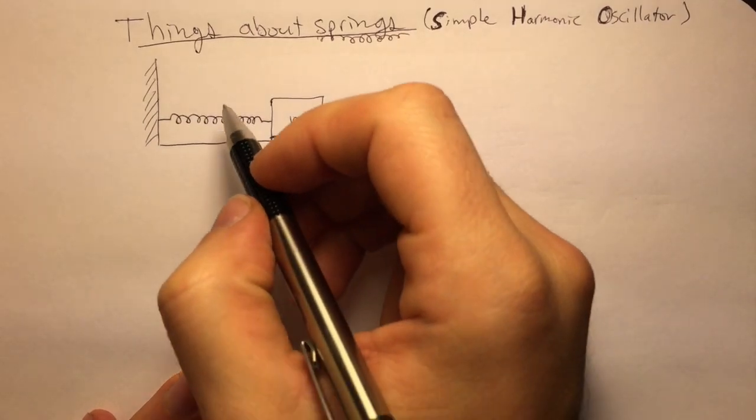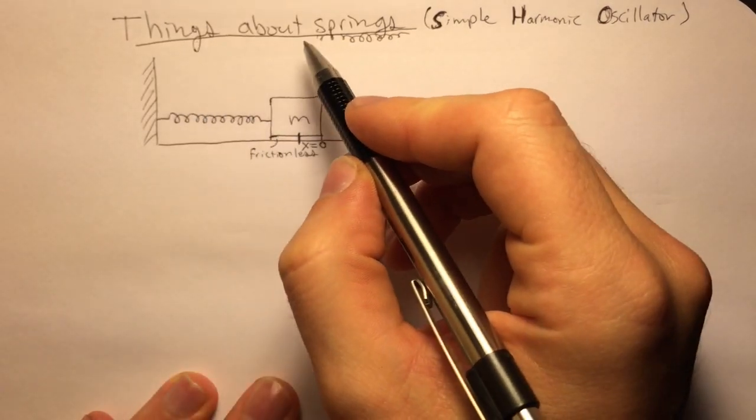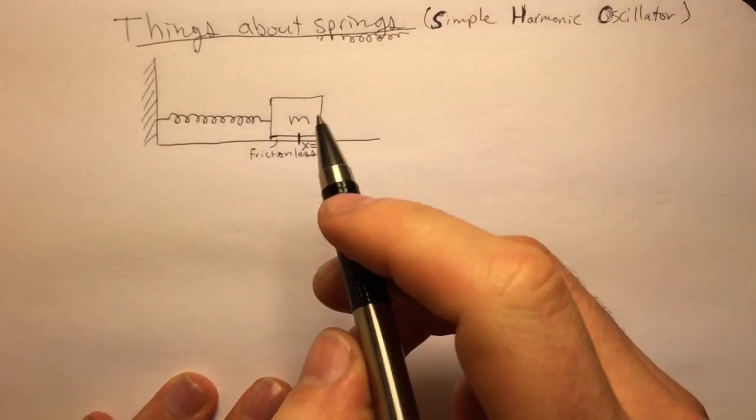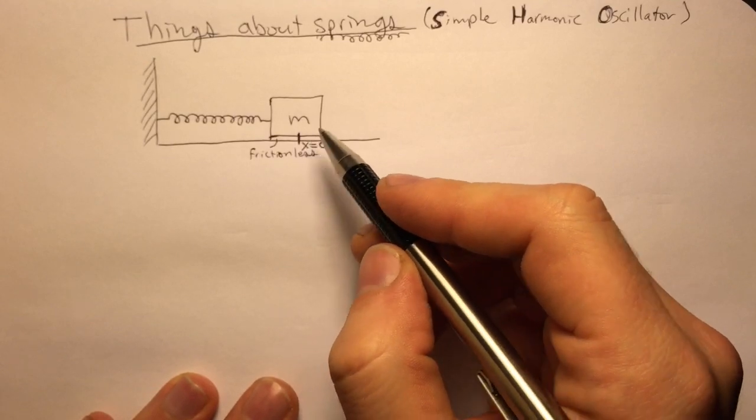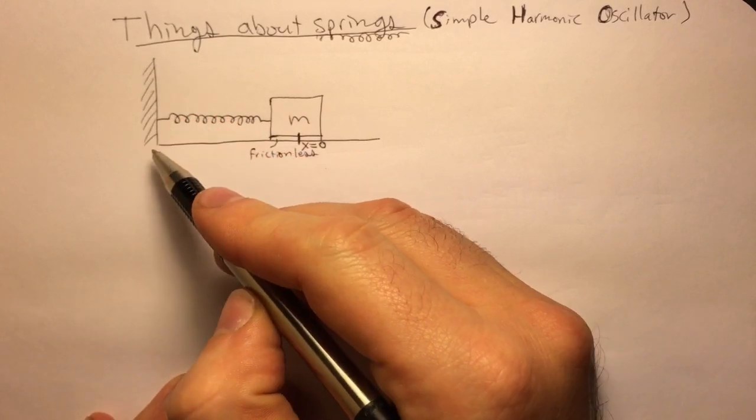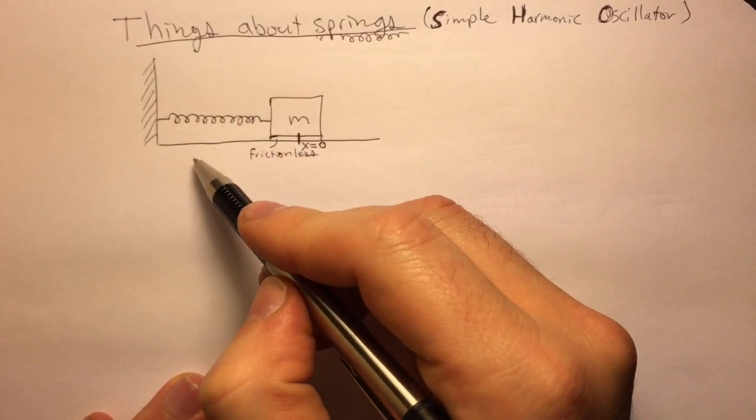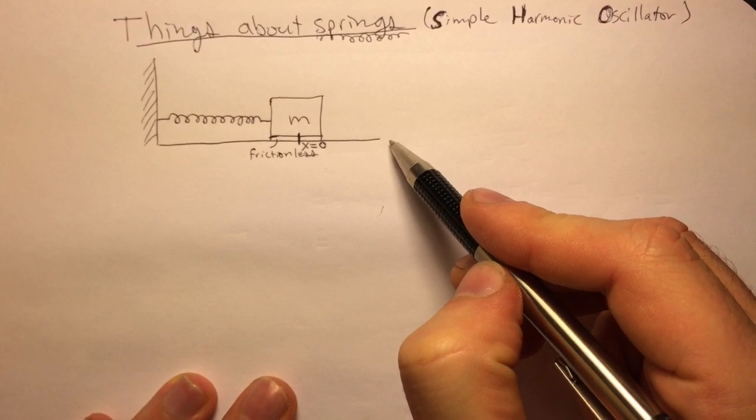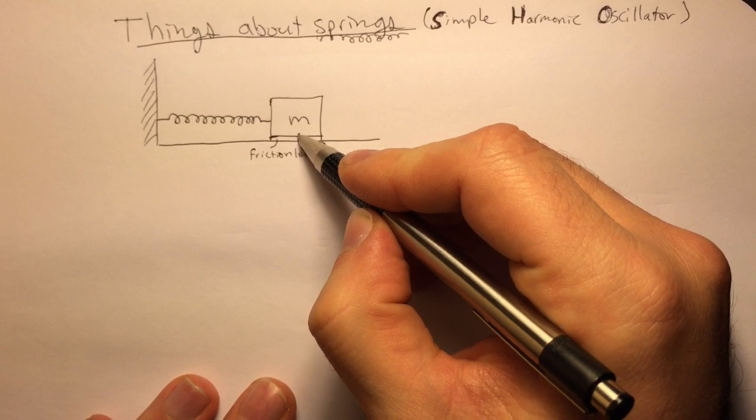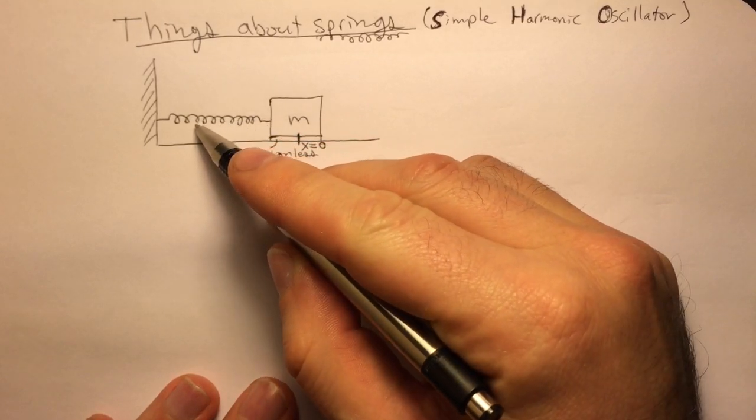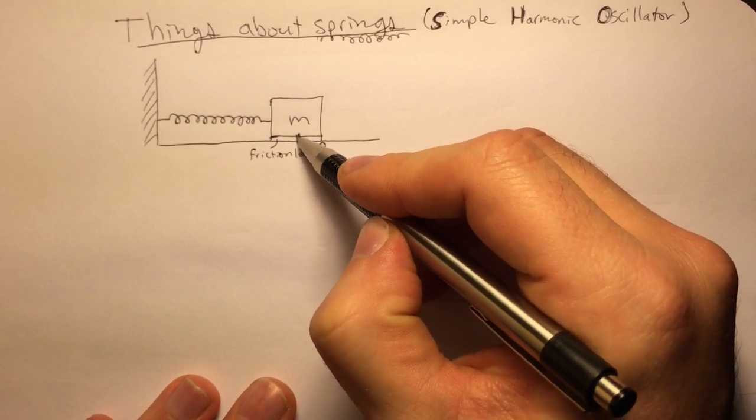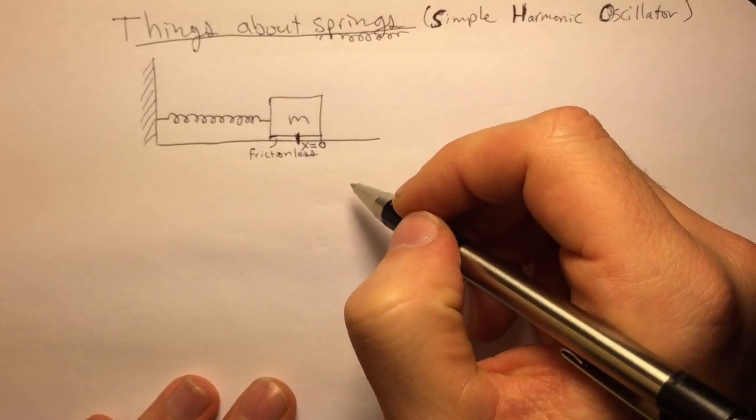Hi everyone, so here we're going to talk about springs, or simple harmonic oscillation. The setup you'll usually have is some mass attached to a spring, attached to a wall that doesn't move, all on a frictionless surface. Usually we'll also define the rest position, where the spring isn't stretched or contracted, to be x equals 0. So x equals 0 is right here in the middle of the mass.